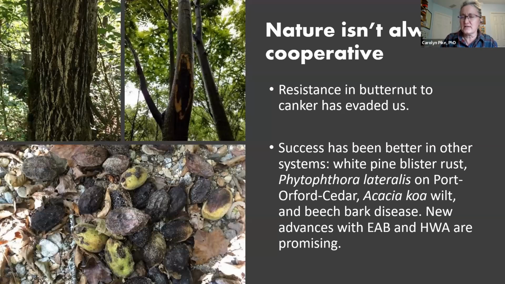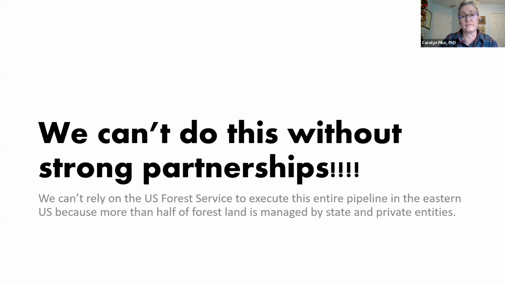Unfortunately, though, nature doesn't always cooperate with us. For example, resistance in butternut has completely evaded us. I was just at a meeting about butternut here at Purdue. We're trying to move the needle on butternut canker, and it's going to take a village. We have had success, though, in other systems. White pine blister rust, we have made great strides. Port Orford cedar has Phytophthora lateralis. Acacia koa wilt, we got a lucky break with acacia koa wilt. And beech bark disease has worked. And new advances with emerald ash borer and hemlock woolly adelgid are all very promising.